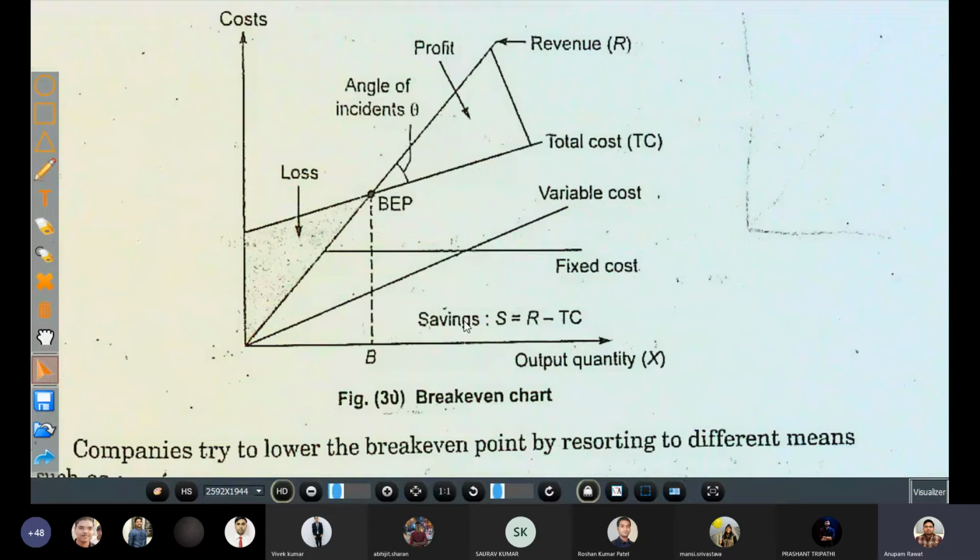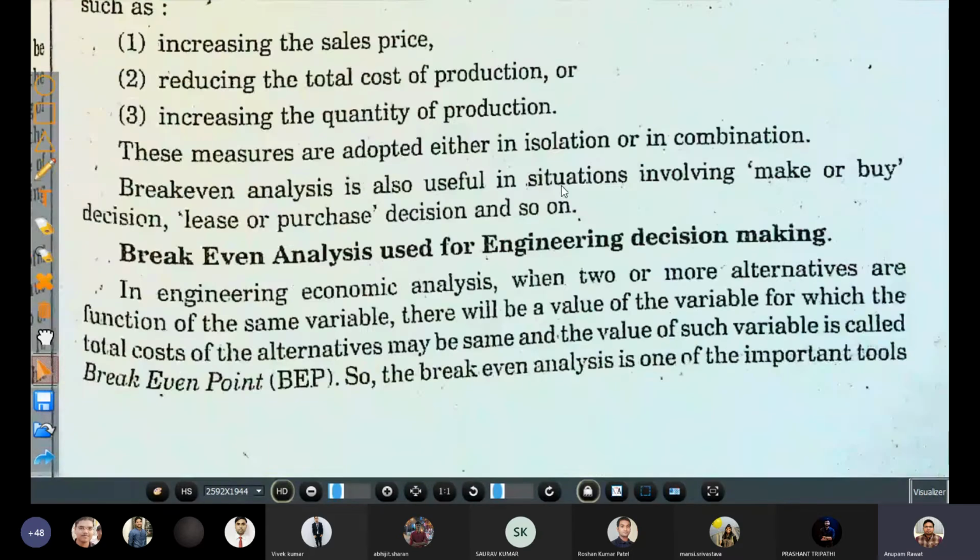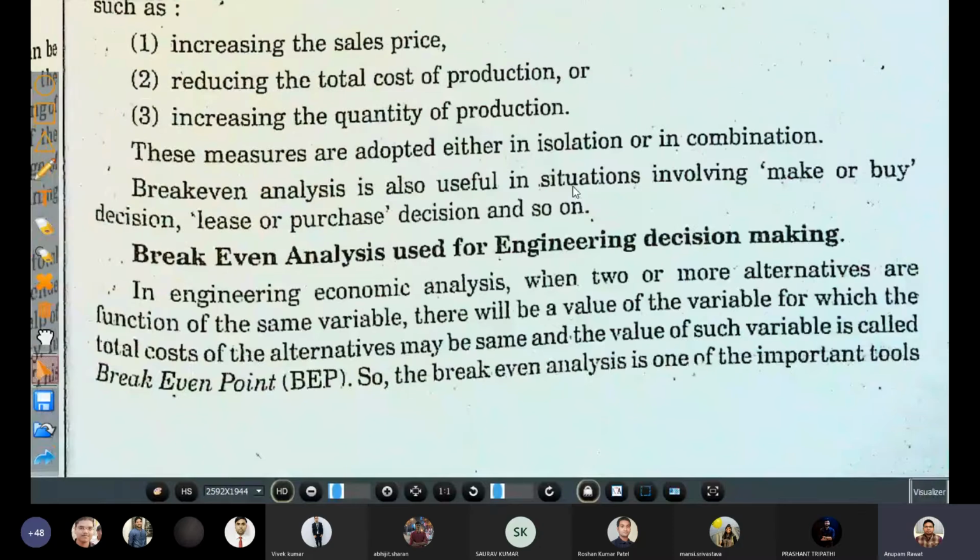Now let us see how this break-even analysis is used for engineering decision making. Basically, in engineering economic analysis, when two or more alternatives are a function of the same variable, there will be a value of the variable for which the total cost of the alternatives may be the same, and the value of such a variable is called the break-even point. Break-even point analysis is one of the important tools for comparing the various alternatives and taking the appropriate decision for the best alternative.